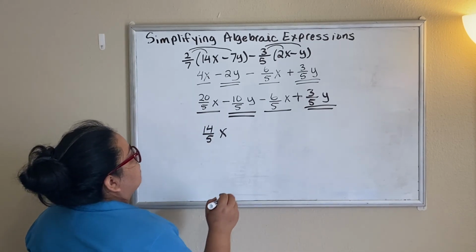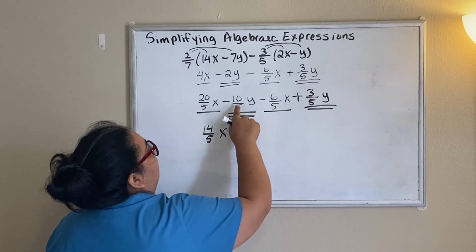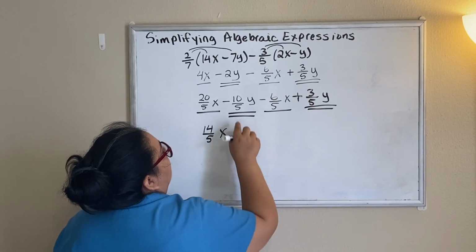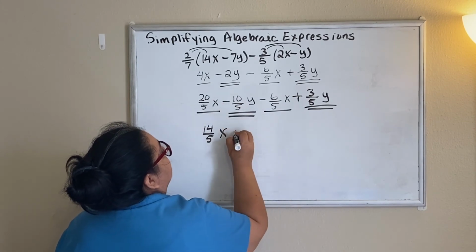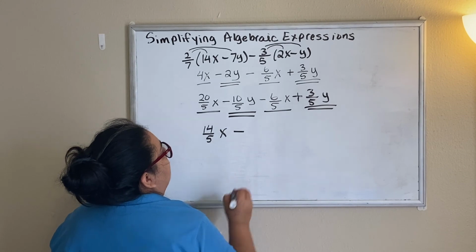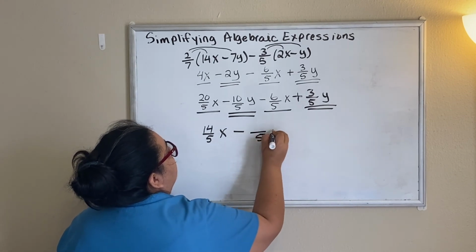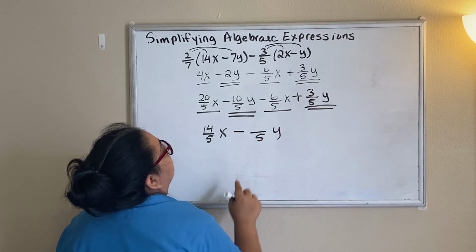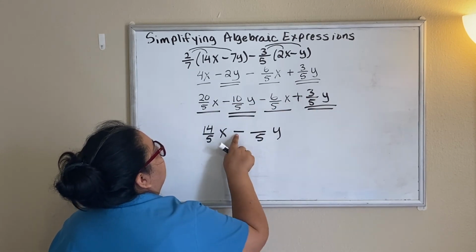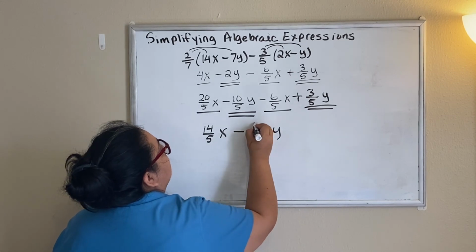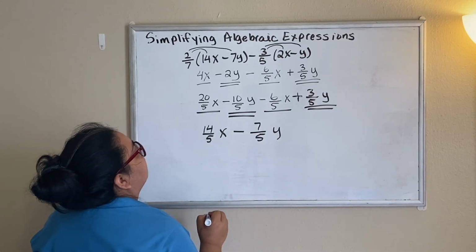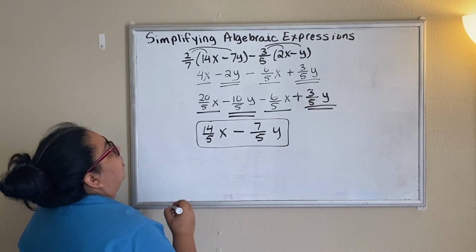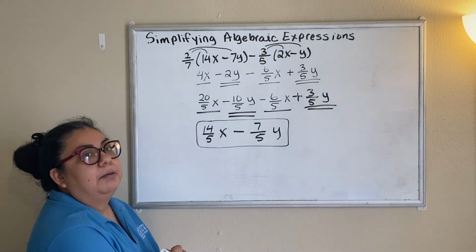Now, to get the second term, we're going to add or subtract negative 10/5 y plus 3/5 y. Well, the bigger number is the negative number, so I'm going to have a minus here. It's still going to be over 5, and I'm still going to have y. So we have negative 10 plus 3, which gives us negative 7. I already have the negative here, so I don't need the negative again. I just need to put 7. And that is our simplified expression for example 2.